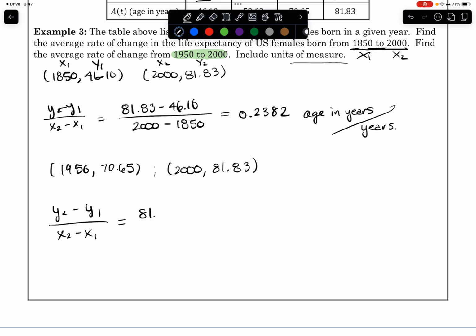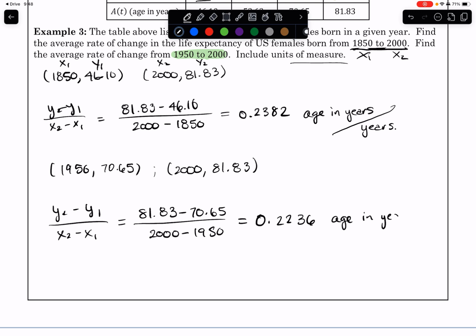So 8183 minus 7065 over 2000 minus 1950. And again, using the calculator, we end up with 0.2236 age in years per year.